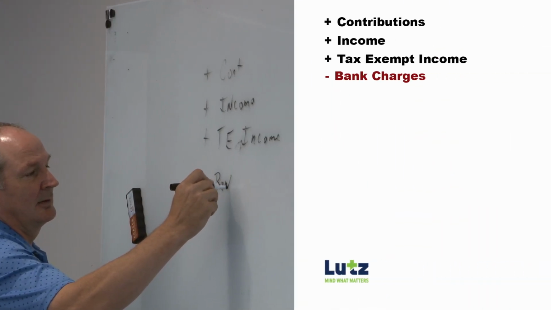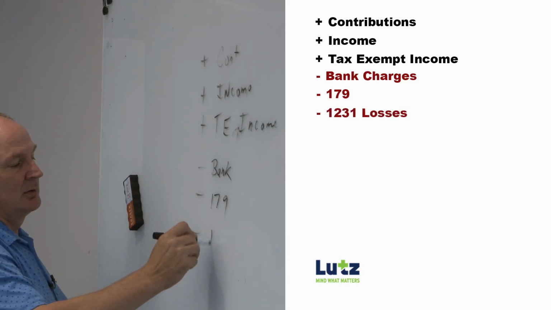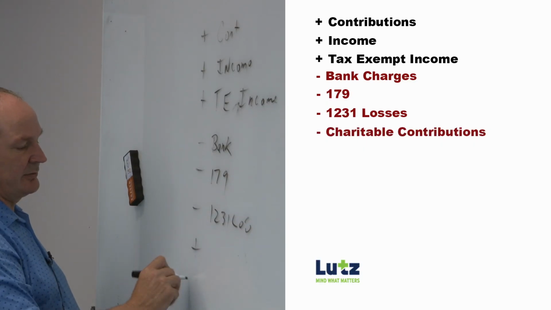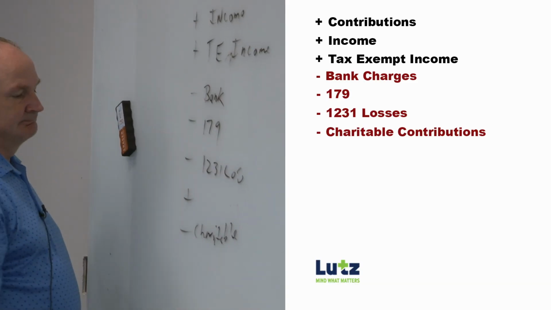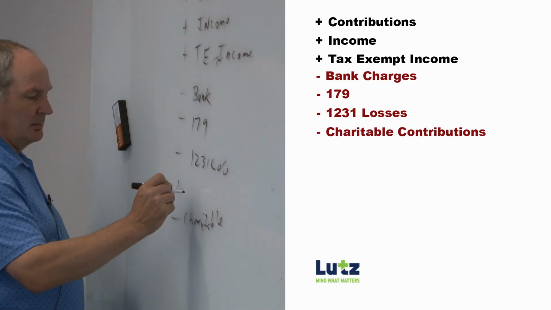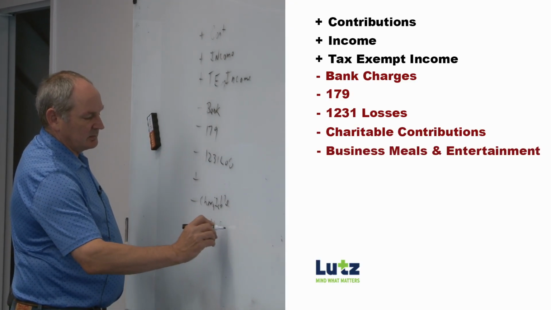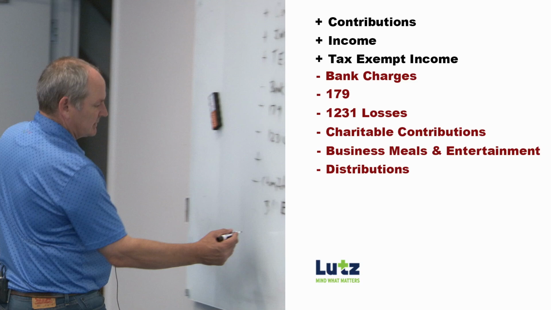Do you really want me to go through all the examples? What about like 179? What about 1231 losses? Charitables. Okay. Meals, business meals, and entertainment. Yeah, so your non-deductibles. There's all these items that are going to increase and decrease basis. And then distributions.